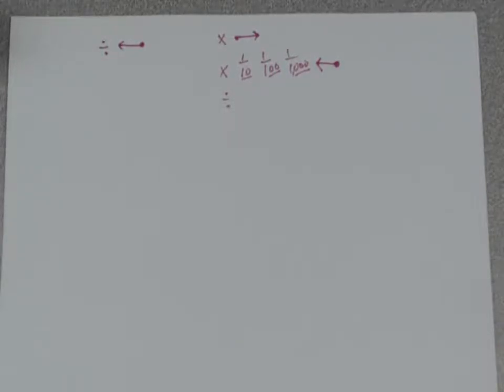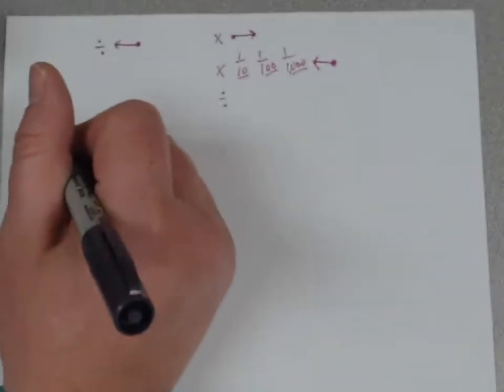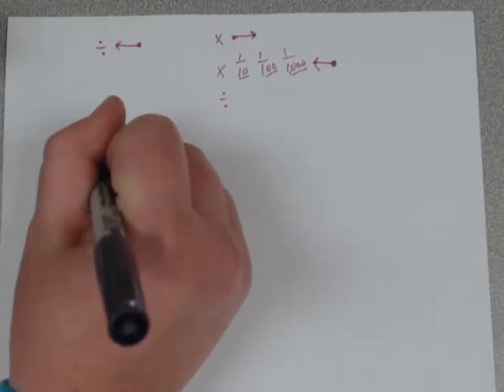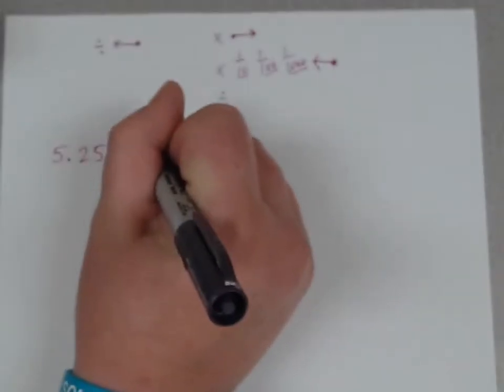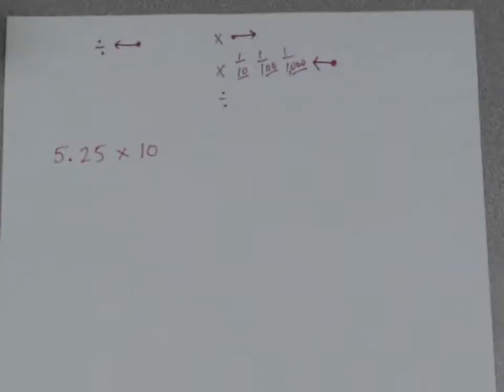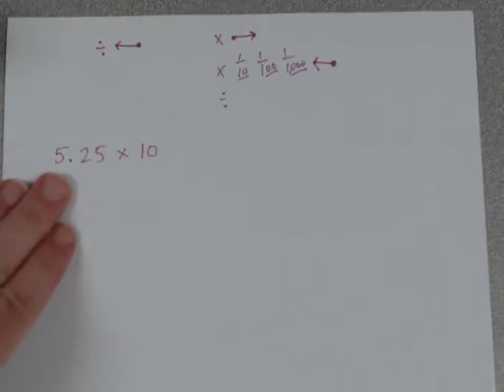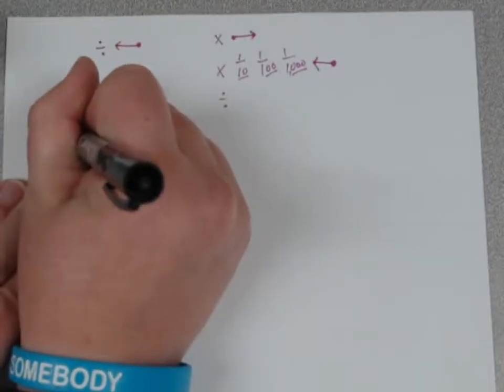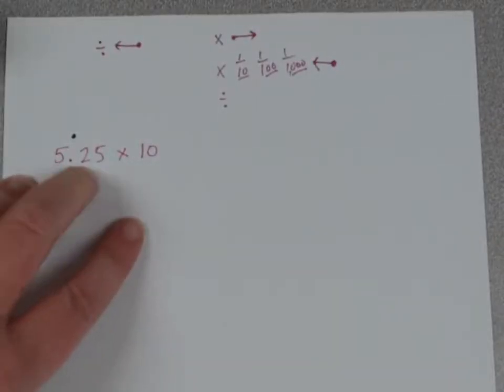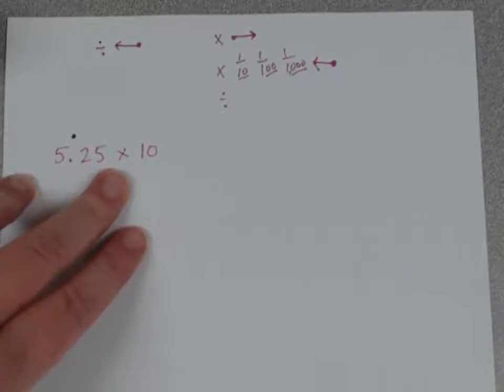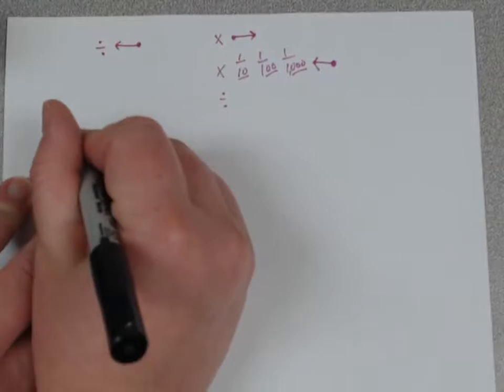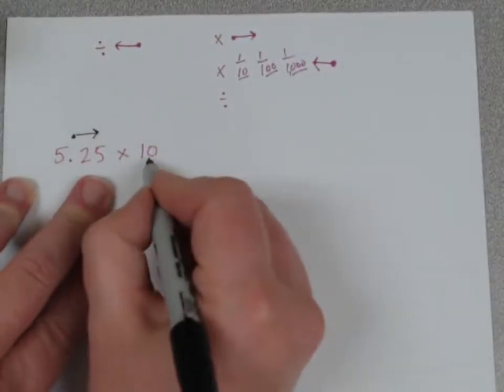So, and another thing that I make all the kids do, regardless, is when we write a number, let's say it's 5.25 times 10. Alright, the first thing that I make them do, the very first thing, is write a decimal, or draw one up here. Okay? The second thing I make them do is tell me if the number is going to get larger or smaller. Now, we're multiplying, so the number is going to get larger, so that means my decimal is going to be moving to the right.